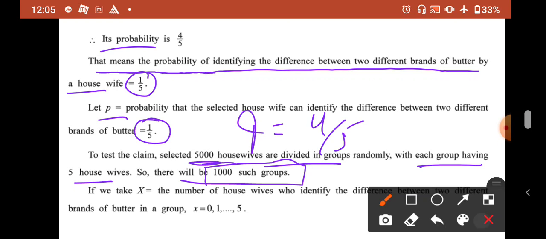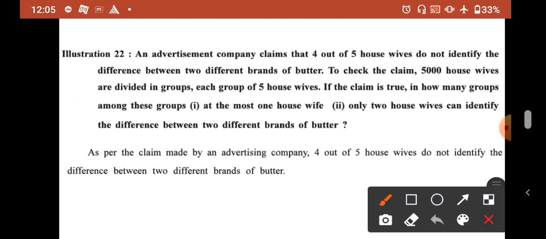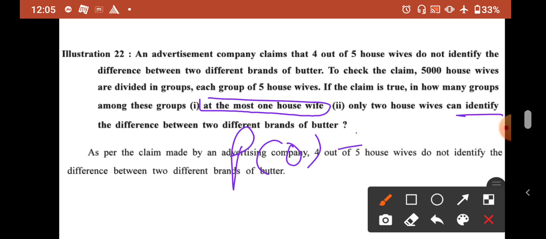Now what have they asked for? They have asked this. Number 1, at most one housewife can identify. At most one housewife can identify means what? At most one means 1 or less than 1, means 0. Okay. So we need to find P of 0 plus P of 1. That will be your answer.